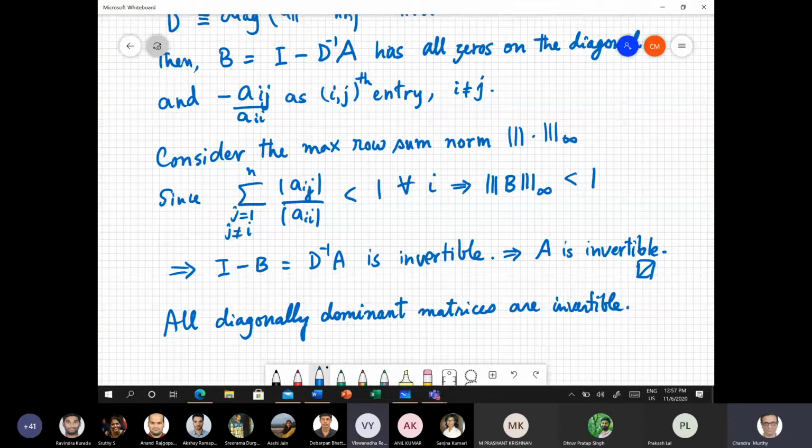Sir, can you please repeat the point why A is invertible? See, this is a product of two matrices. Okay, a product of two matrices will be invertible only if both the matrices are invertible. You've seen that already in previous classes. Also, you've done homework problems on it. That if you write a matrix as a product of two matrices, and if that matrix is invertible, then each of the constituent matrices must be invertible. Okay, sir.